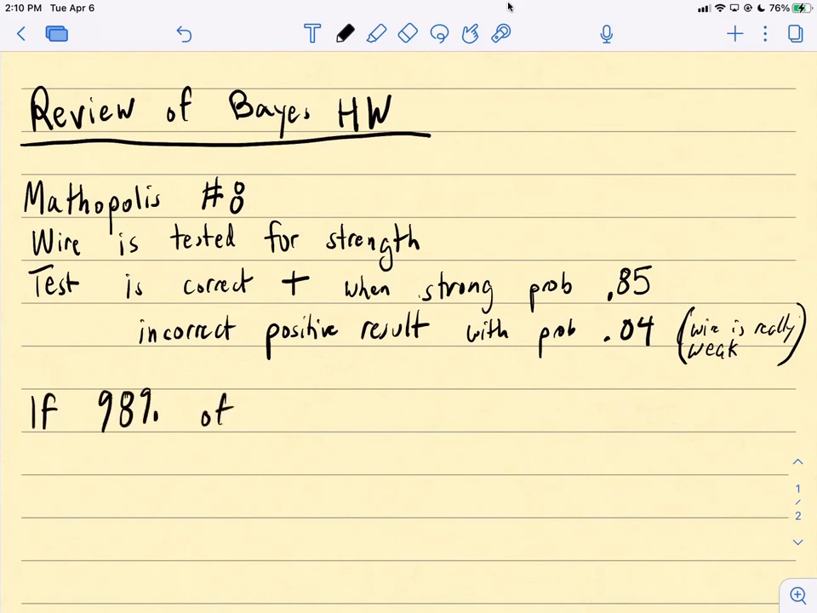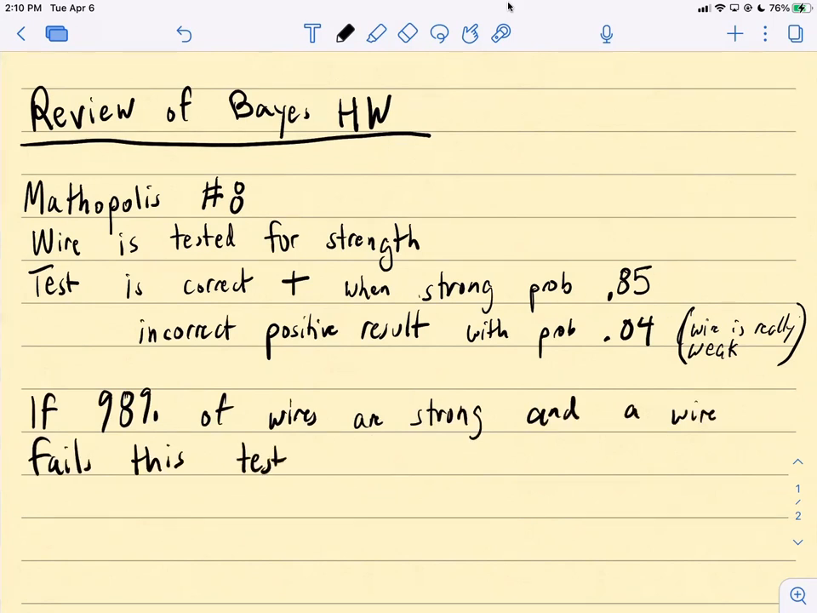Okay, so now we say if 98% of the wires are strong, and a wire fails this test, what is the probability it is actually weak?